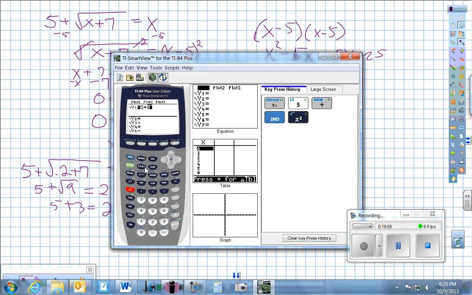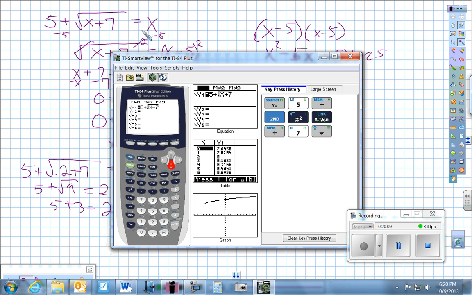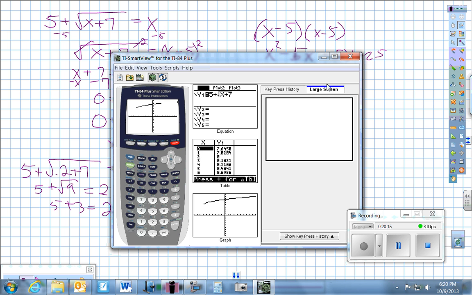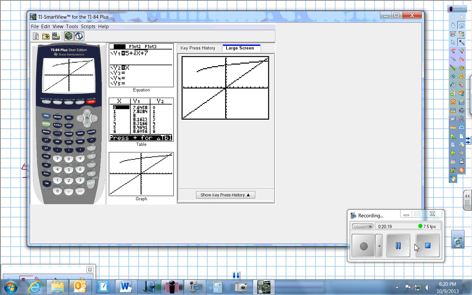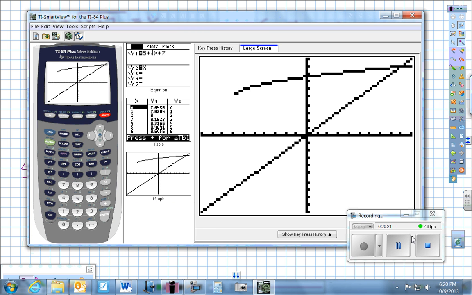And your guys' might look a little bit different. It's okay if it does. And I'm going to have x plus 7. And for my next equation, I just have whatever is on the other side of my equal sign. And I will just have x here. I'm going to look at my graph. Let's look at the large screen of my graph. Okay, so this crosses right here.